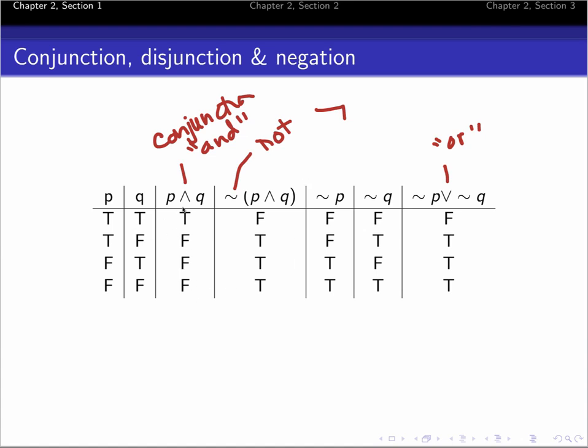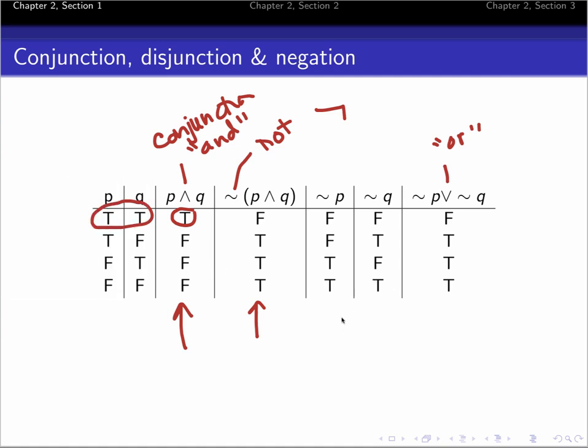All right, so this column, the conjunction or and column, just says that the only way to get a true value using an and is if both values are true. So all the rest are false. And then this next column is the negation of the and. So you just look at your previous column and you negate it. So you'd really just take the opposite.